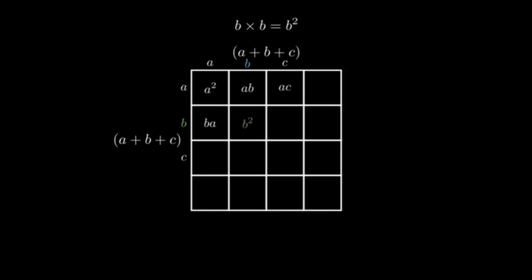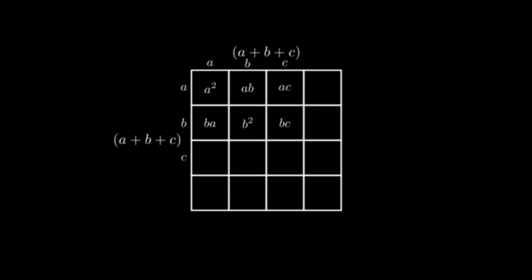Next, we multiply B by itself, giving us B squared. This is the second term in our row and represents the square of the middle term in our original trinomial. It goes in the intersection of the B row and B column. Finally, we multiply B by C to get BC, which completes our second row. This product goes where the B row intersects with the C column. Combining all these terms, we see that the second row of our expansion is B times A plus B plus C, which equals BA plus B squared plus BC. This is a direct application of the distributive property.